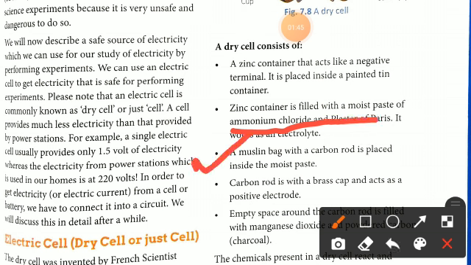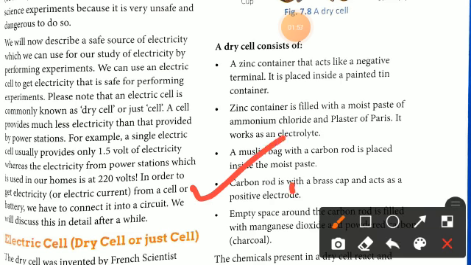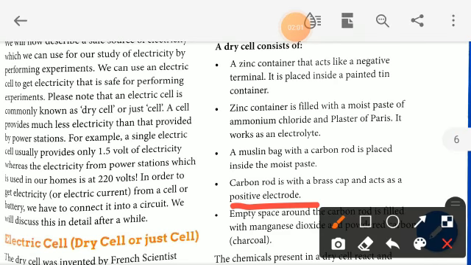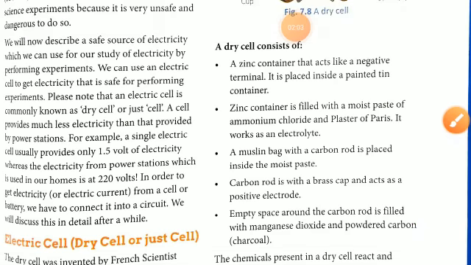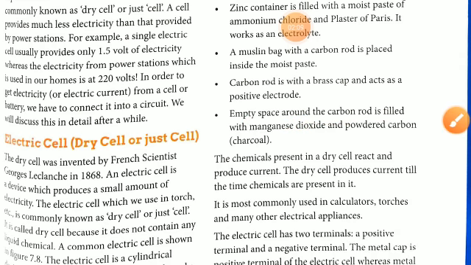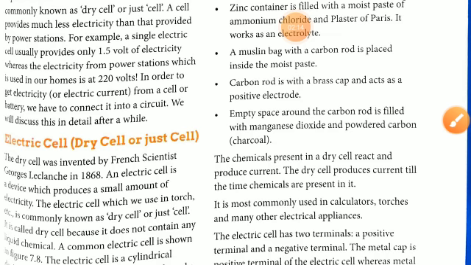Third one, a muslin bag with a carbon rod is placed inside the moist paste. Clear? Now the fourth one, carbon rod is used with a brass cap and acts as a positive electrode. Fine. Empty space around the carbon rod is filled with which material? Manganese dioxide and powder carbon charcoal. I hope it is clear.